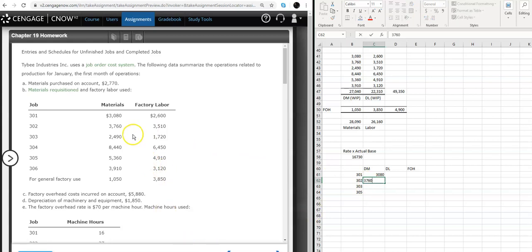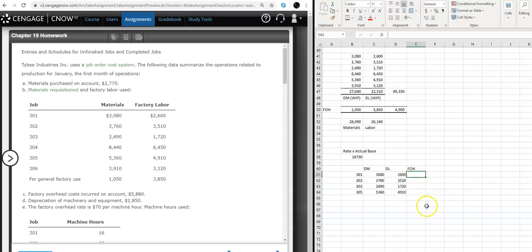For job 303, it's 2,490. For job 305, it's 5,360. All right, let's see what we can find for direct labor. Given to us again. So for job 301, it's 2,600. For job 302, it's 3,510. For job 303, it's 1,720. For job 305, it's 4,910.